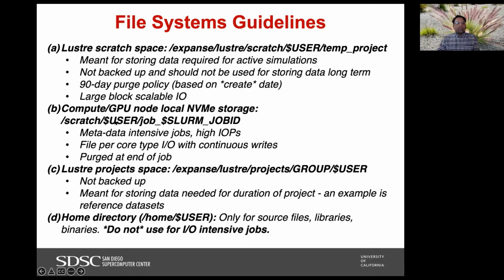Then we have the node local NVMe. These are good for metadata intensive jobs, high IOPS. So if you have file per core type IO with continuous writes, this is a good place. It is purged at the end of the job.